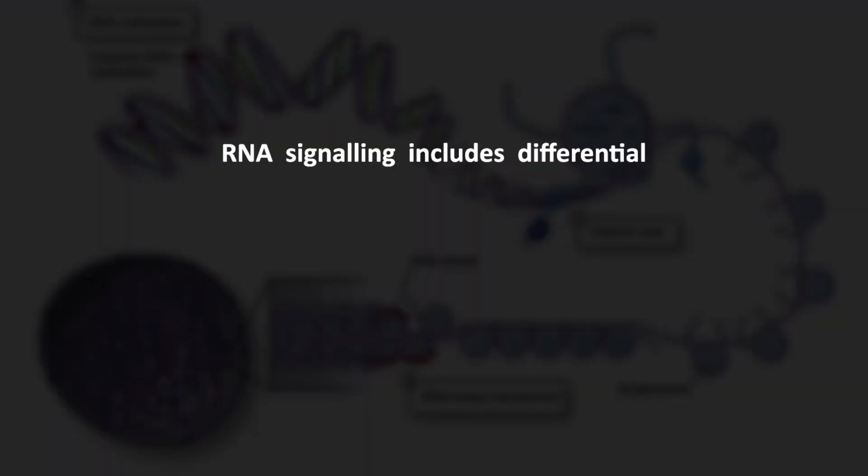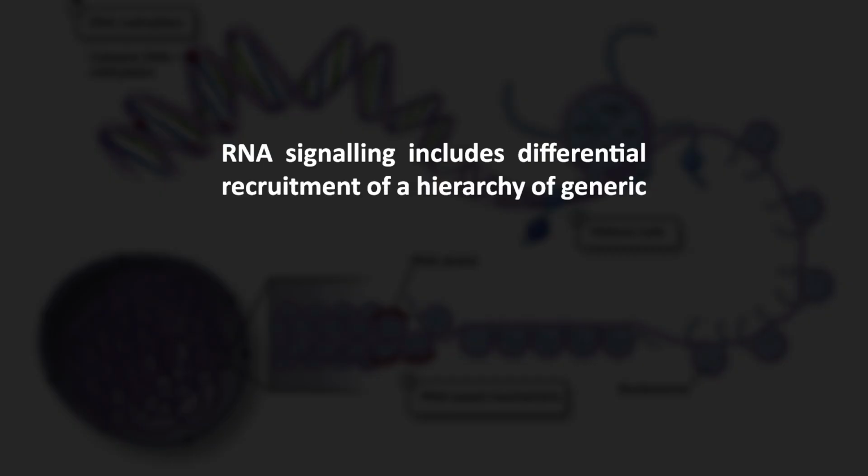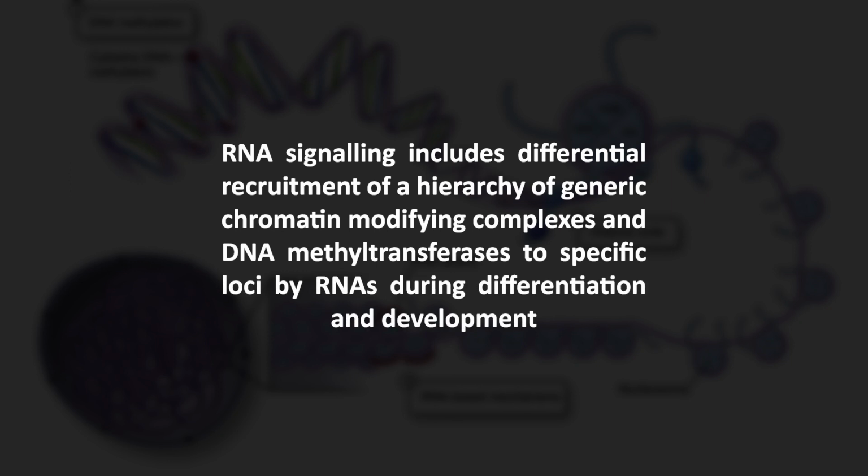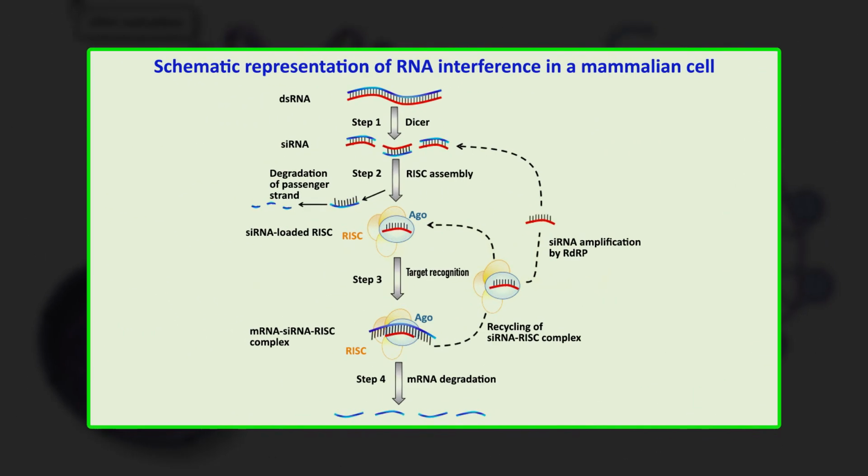RNA signaling includes differential recruitment of a hierarchy of generic chromatin modifying complexes and DNA methyltransferases to specific loci by RNAs during differentiation and development. Other epigenetic changes are mediated by the production of different splice forms of RNA or by formation of double-stranded RNA.